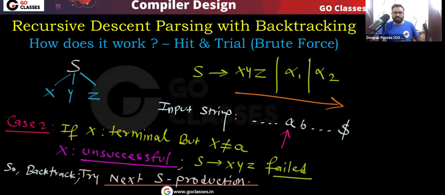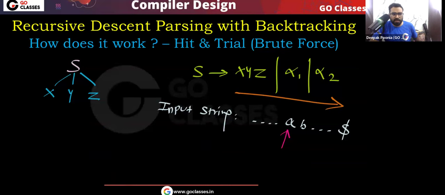Okay, and then you try the next production. I hope you understood. Very simple. Okay, very common sense kind of thing. Okay, this algorithm. Now let's see what is case number 3.